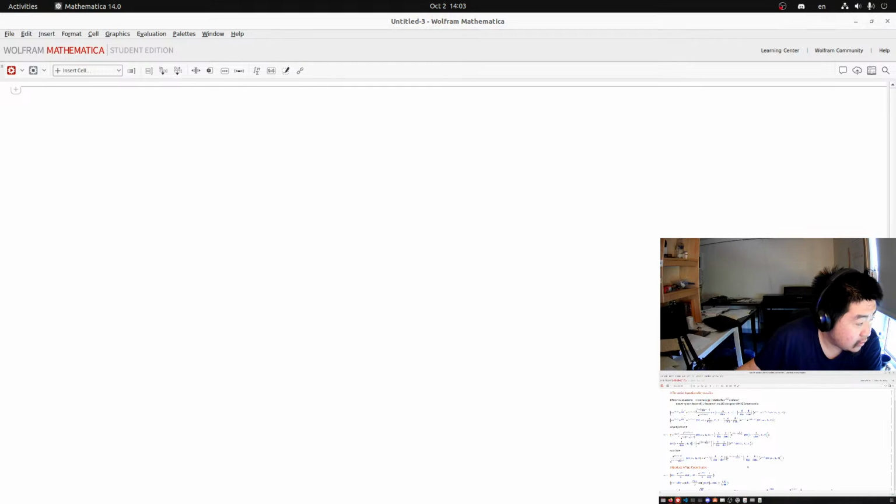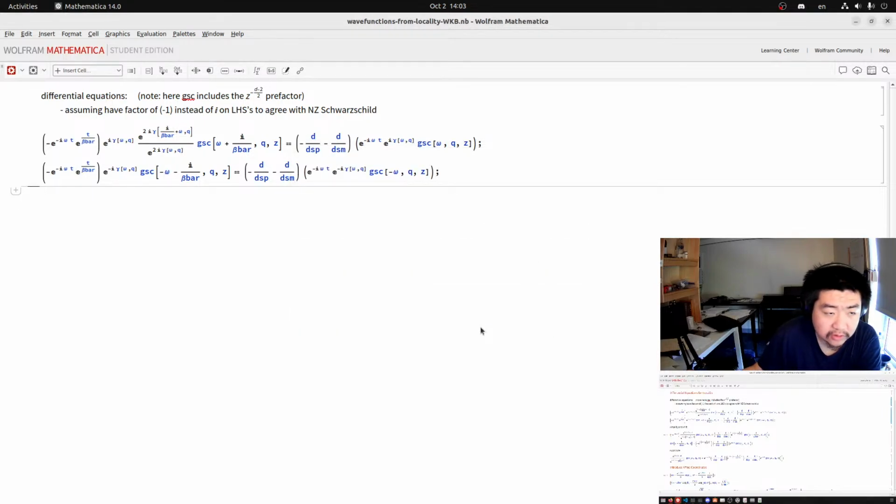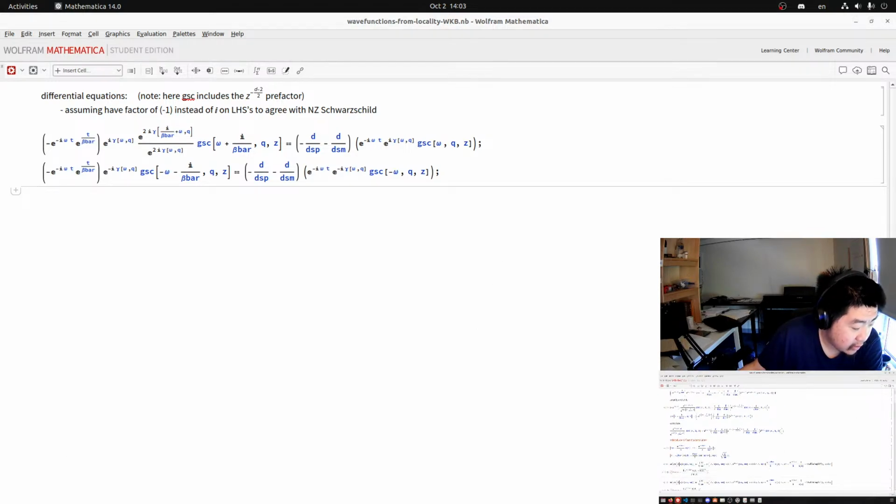Okay, so I want to take these two equations from here, over here, and let's call this wave functions from locality WKB, because I want to use this discussion but use the WKB approximation. And hopefully that, well, I don't know if it will simplify anything, but the aim is to try.